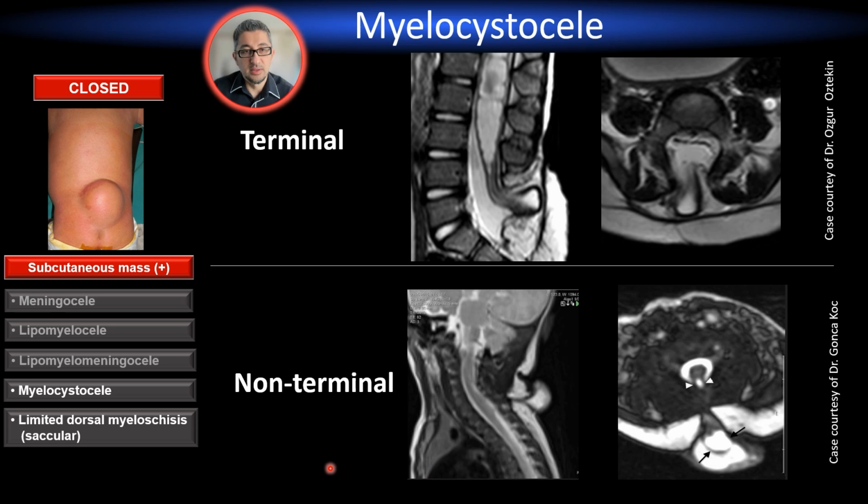In addition to the terminal myelocystocele, there is non-terminal myelocystocele, which is a completely different anomaly. It's more benign, and it has better prognosis compared to terminal myelocystocele. You can see two examples that I borrowed from my friends. In the non-terminal one, they are rarely associated with Chiari-2 malformation, and there is a covering skin. The patients can be completely normal neurologically. So they are two different anomalies.